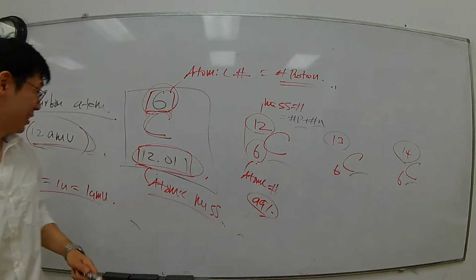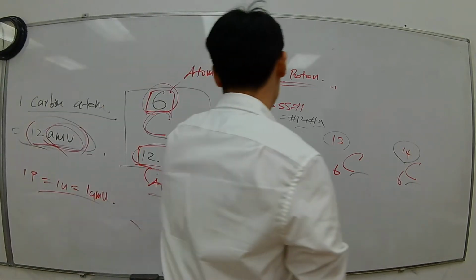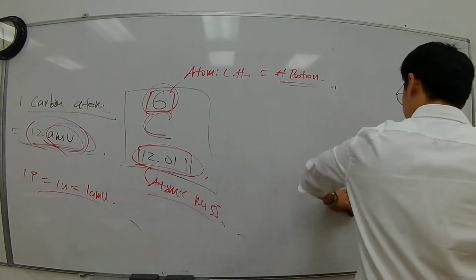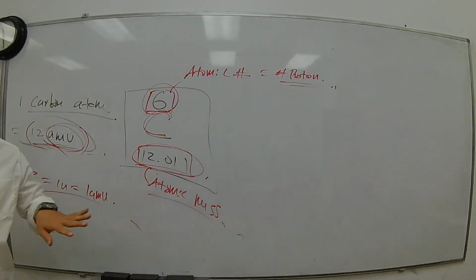Atomic mass units. This is a unit for a mass. It's a very small, tiny mass, because the atom is really small. So now, any questions? This is nothing new, right?